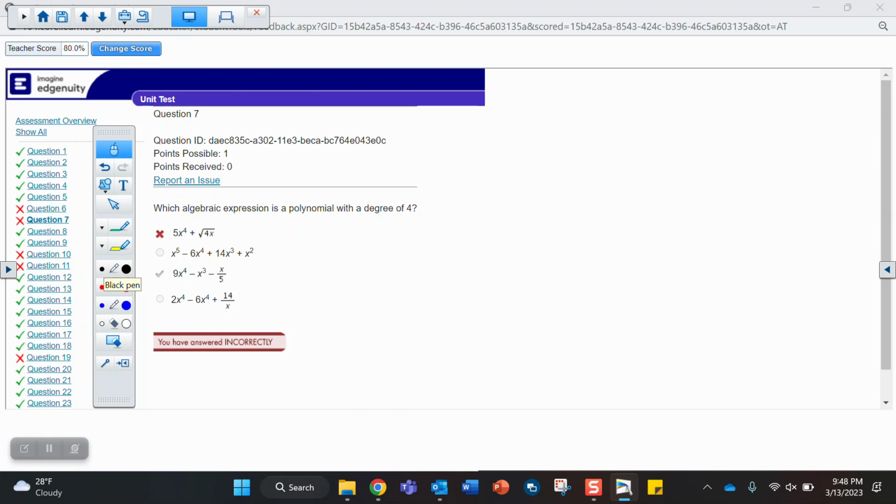Question 7, which says, which algebraic expression is a polynomial with a degree of 4? So a polynomial is just any name given to an expression that has more than one term. We can specify and say monomial, binomial, trinomial, and then polynomial really is anything after 4, but it can include binomials and trinomials.